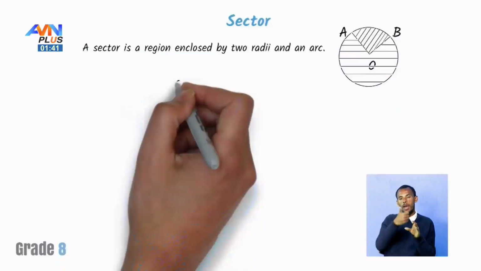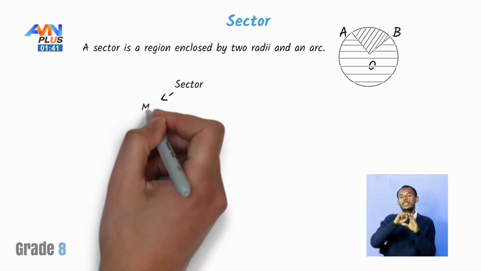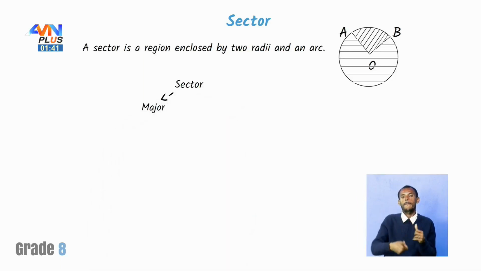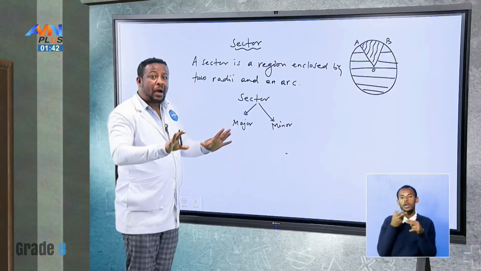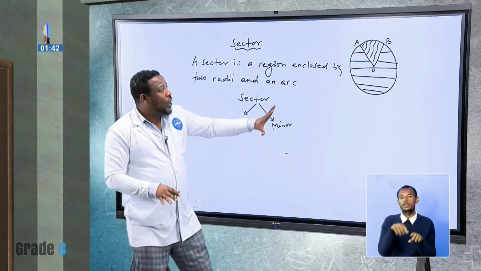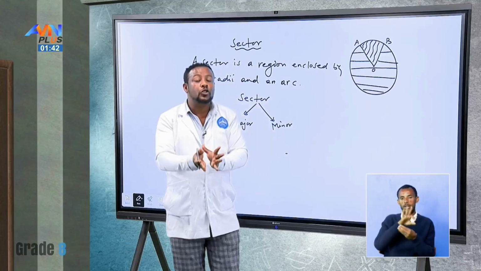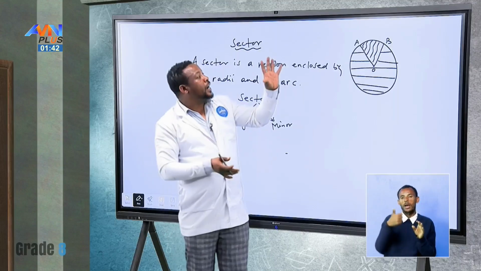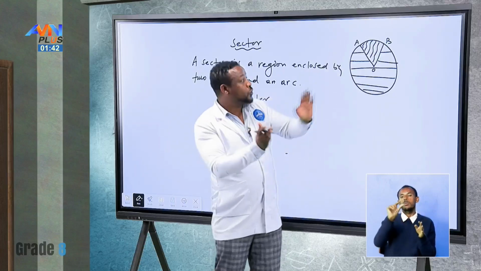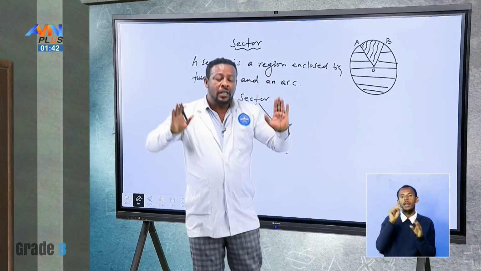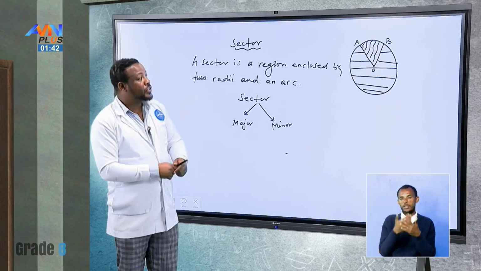So now, based on this situation, we classify a sector as a major sector and a minor sector. Okay, we call it major and minor. The major sector is the bigger portion of a circle enclosed by two radii and an arc, and a minor sector is a smaller region enclosed by two radii and an arc. Okay, so this is another terminology that you need to know in the discussion of a circle.